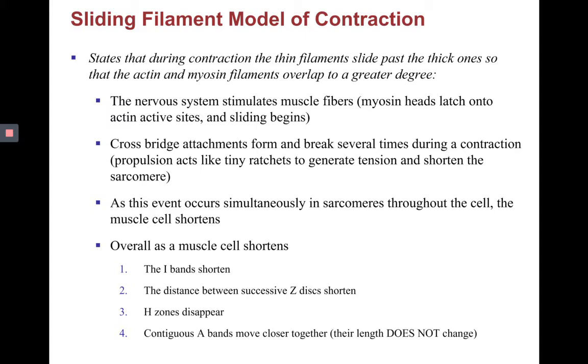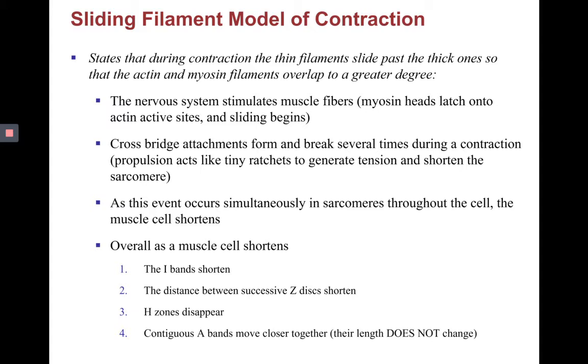The greater overlap between the actin and myosin is going to allow sarcomeres to shorten, which then allows for myofibrils to shorten, and the shortening of myofibrils means that cells are going to shorten. And if all the cells in a muscle as an organ shorten, then the muscle organ itself is also going to shorten. And shortening of a muscle is what we see in muscle contraction.